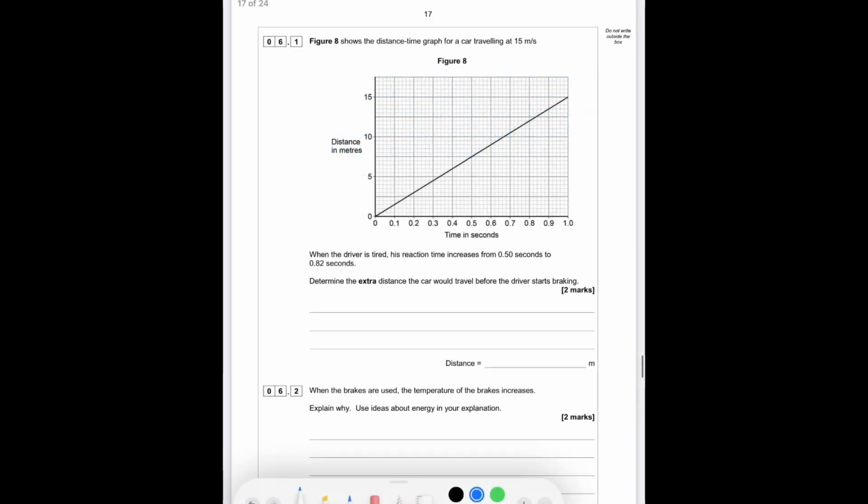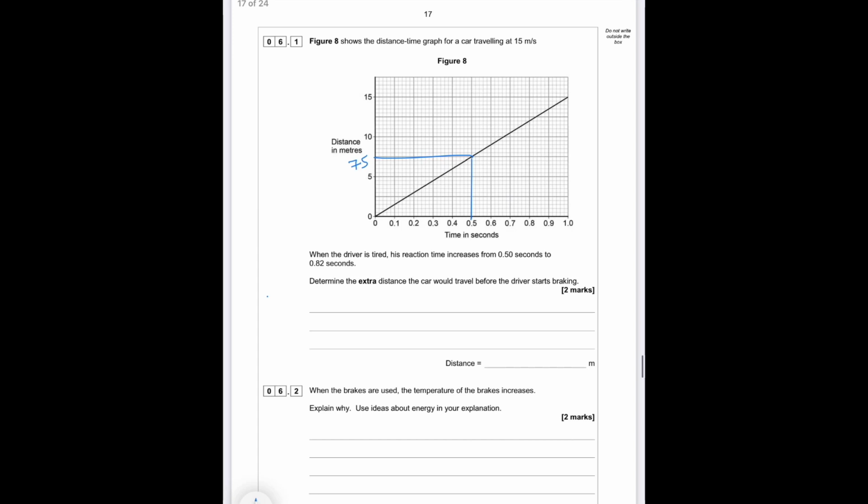So in this next question, we have a distance time graph for a car travelling at 15 meters per second. And we're told that when the driver is tired, his reaction time increases from 0.5 seconds to 0.82 seconds. Determine the extra distance the car would travel before the driver starts braking. So what we can do is use our graph to draw our distance at 0.5 as our first time. Then if we look at that, that gives us a distance of 7.5.